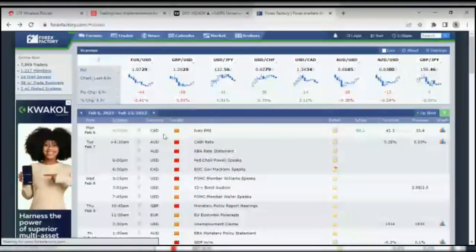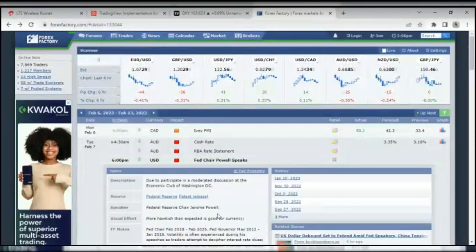Okay, we have tomorrow, we have Powell's speech. You have to be very careful with that because it actually leads to a lot of volatility. So you have to be very careful with Powell's speech.